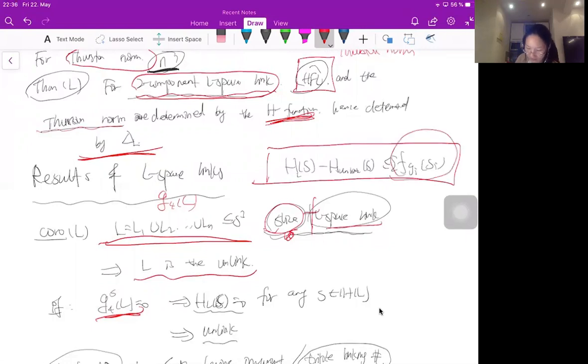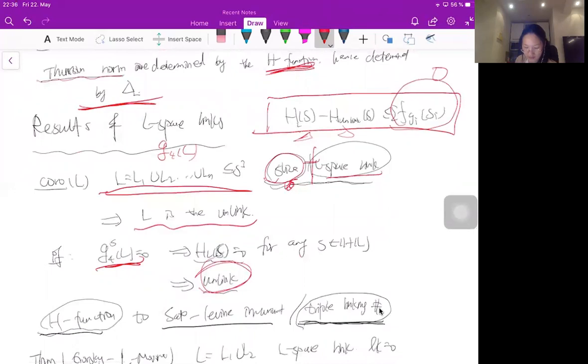Then the right-hand side is always 0 because GI is always 0. So you get that the H function for this link is the same as the H function of the unlink. And you need to do some work to determine that the Sato-Levin invariant for this L is the same as for this unlink, which will prove the link is exactly the unlink. So here, this L-space link assumption actually gives you some obstruction for a non-trivial link to be a slice link or not.